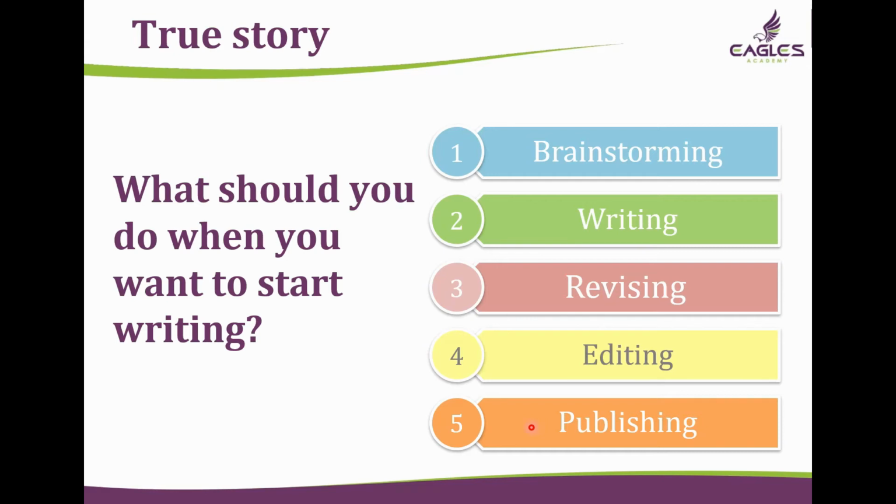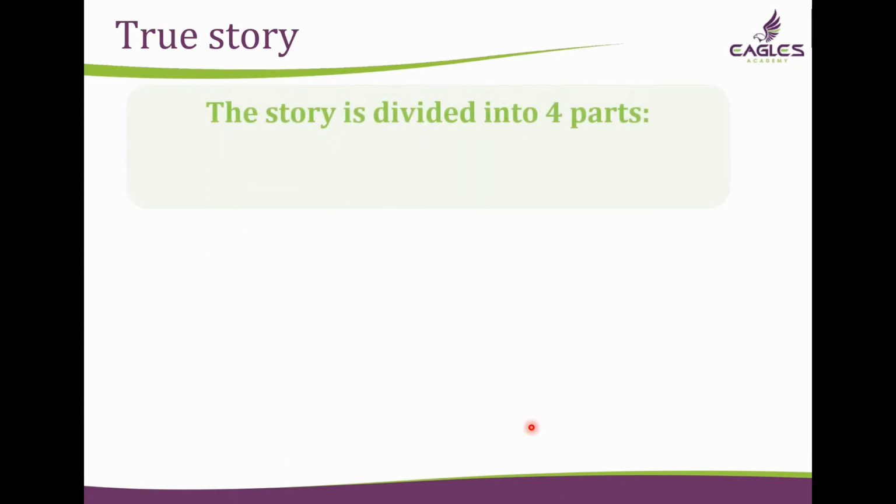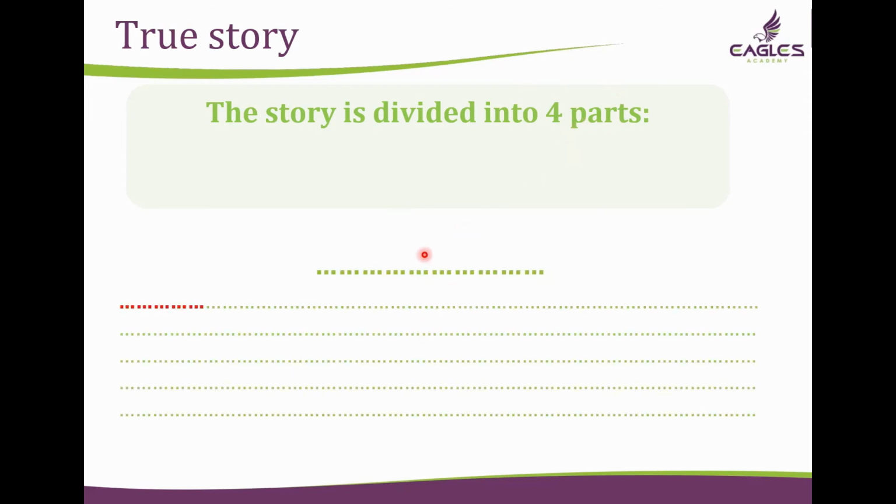So let's see, what do we have next? What you should know about a true story. Here we have to talk about the parts of the story. When you want to write a story, there should be how many parts? There should be 4 parts. What are they? Firstly, you have to write what? Here, you have to write the topic. Excellent. So firstly, we have to write the topic.